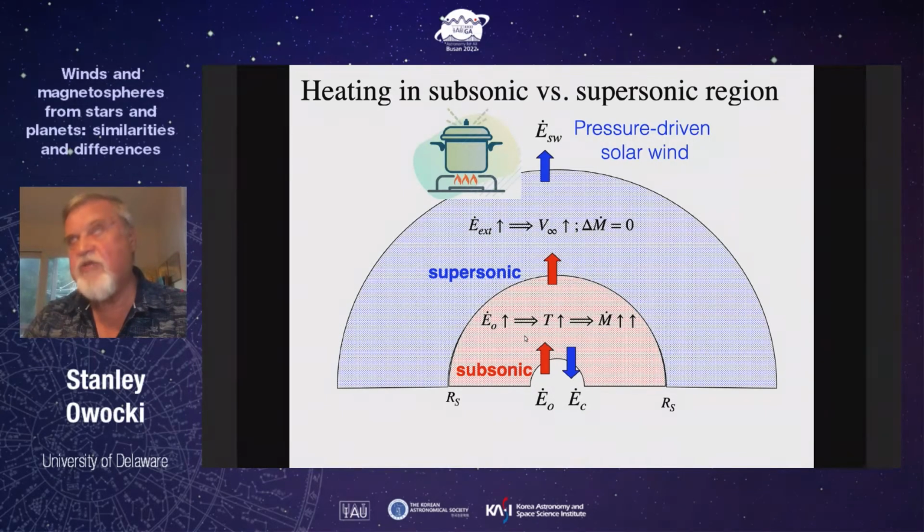And in that case, any heat that you put in the inner part will decrease the scale height and then have the density extend higher and higher outward and give you a larger mass loss rate. Whereas any energy you deposit in the supersonic region will just increase the energy per unit mass, that is the flow speed, because it can't change the mass loss rate. It's already fixed at the sonic point.